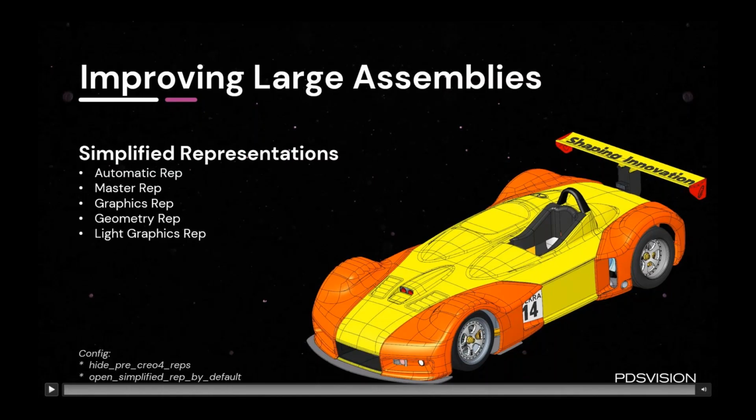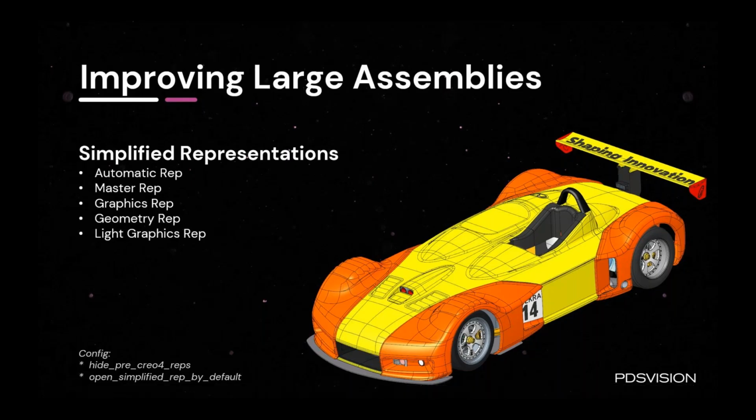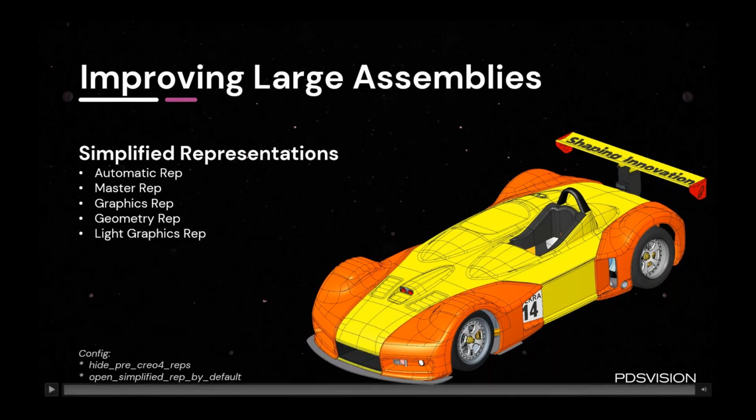At the same time in Creo 4, PTC introduced the automatic rep, which is the default rep now in Creo. So whenever you open a model, it's opening the automatic rep, which is fundamentally the simplest version of the model it can open while giving you the most flexibility to work on it, because some of these other rep types don't allow you to work on your model in ways that you may expect. PTC introduced this automatic rep, but they also hid a few of these other rep types. To turn that on, you need to set hide pre-Creo 4 reps to no. And then you get these other rep types available to us.